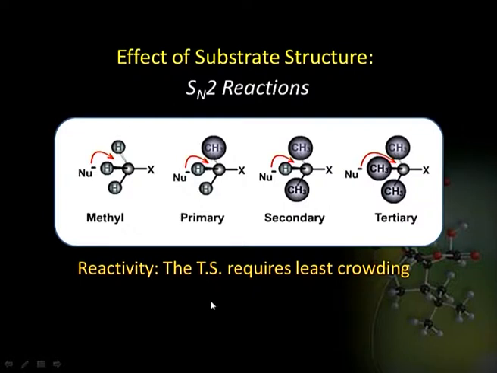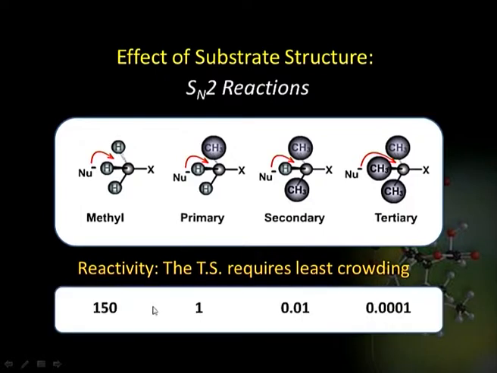So, the transition state requires least crowding and therefore the gradation as mentioned. And it has been experimentally observed that with methyl halides the reaction is 150 times faster as compared to the other types, which are very low reactive.